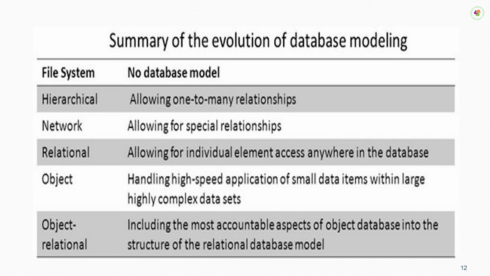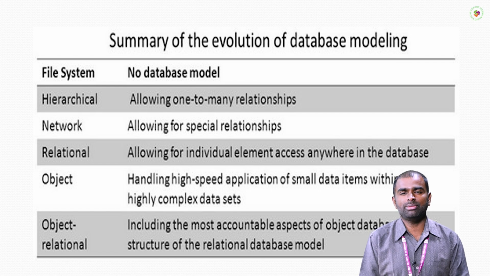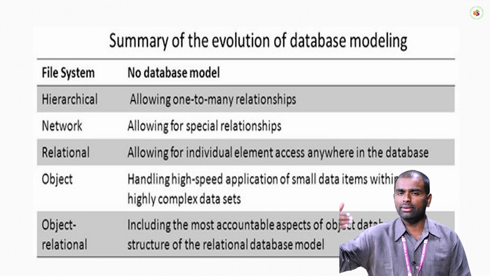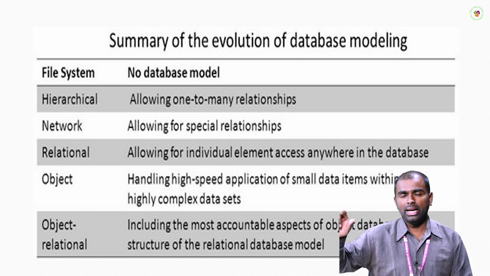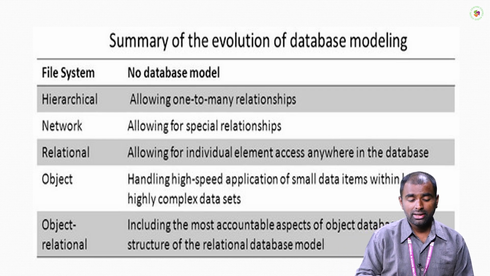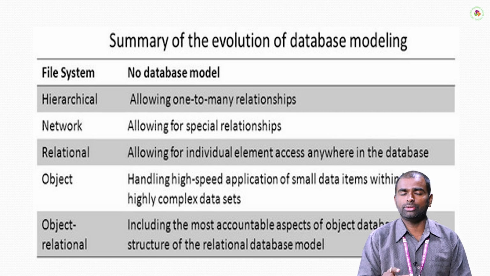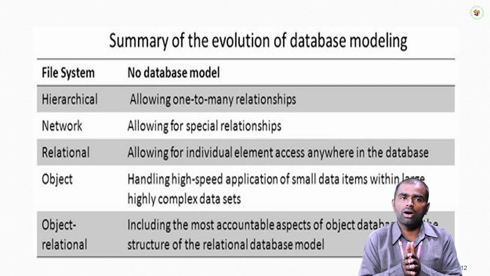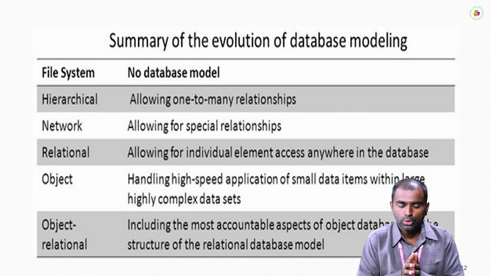Summary of evaluation of database modeling. File system: in a file system there is no database model, it is a different concept. Next, hierarchical, allowing one-to-many relationships, level by level. One is connected to many. For example, one employee is divided into hourly based employee, government employee, private employee, contract based employee. Network means allowing for special relationships, where all the objects involved are connected to each other.